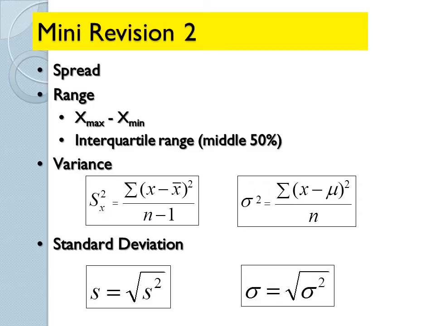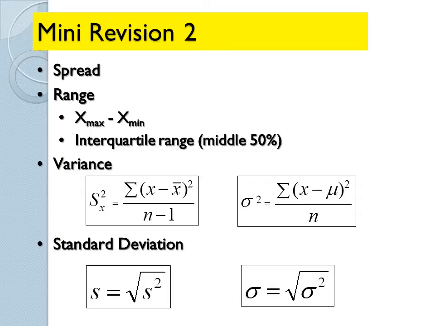It's the difference between the maximum value and the minimum value. For example, their weight ranged from 20 kilograms to 80 kilograms. The problem with the range is that it only includes the maximum and the minimum. So you can't comment on the rest of the scores. You would have no idea how the rest of the scores are spread out within the distribution.